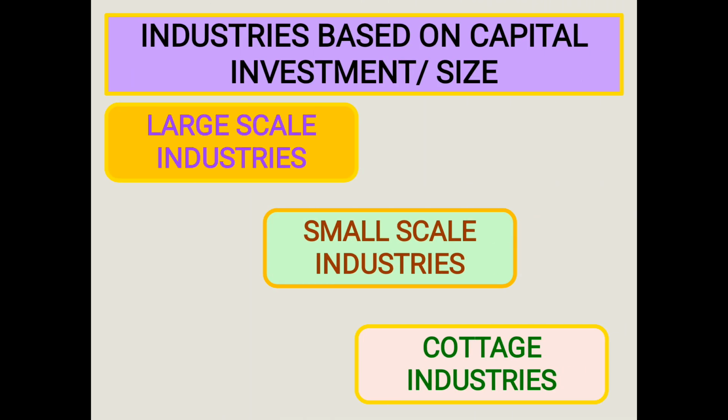The third classification of industries is based on the capital investment, or we can say the size of the industry. On the basis of size or capital investment, industries can be classified into three types: the large scale industry, small scale industry and cottage industries.